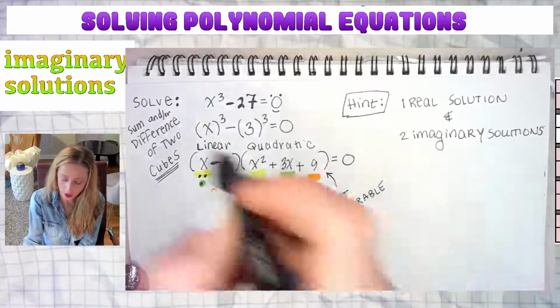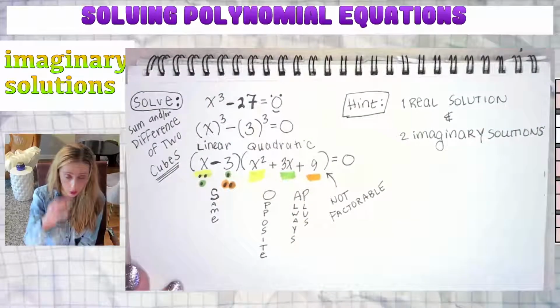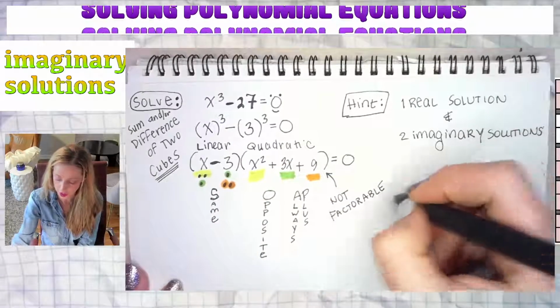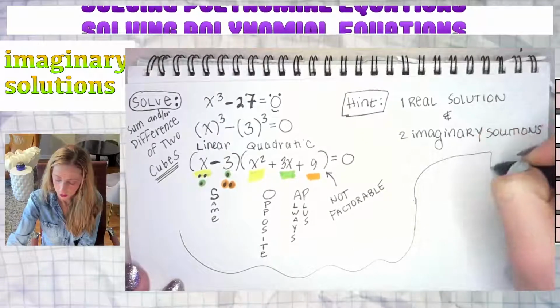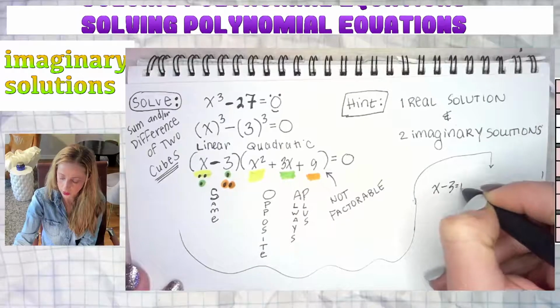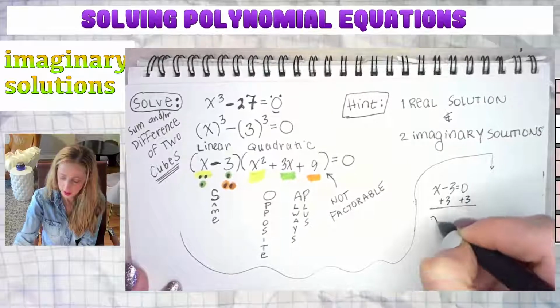So when we are trying to solve something like this, when it's linear, we just go ahead and set that equal to 0. So let's do the first one. So x minus 3 equals 0. I'm going to add 3 to both sides, and I get x equals 3.